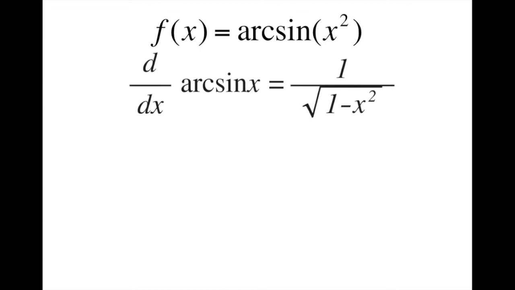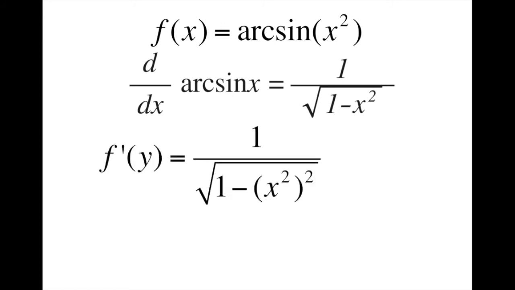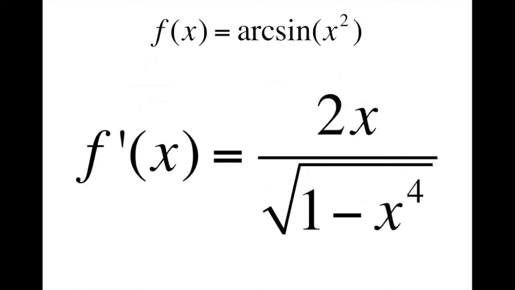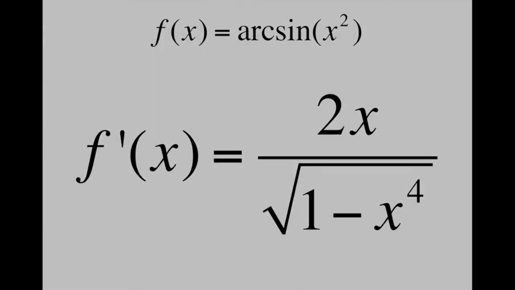So for the chain rule, use the garbage rule. For this, I would set x squared as the garbage, and take the derivative of arcsine of garbage, which will equal this. Then we shall take the derivative of the garbage, which is x squared, so it is 2x. Multiply this into the previous equation, and voila! This is the derivative of arcsine of x squared.